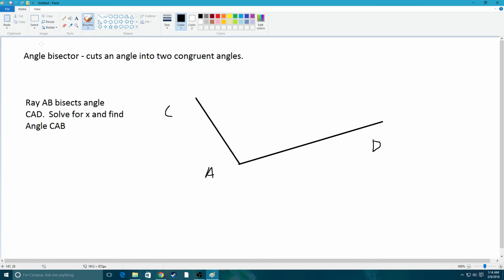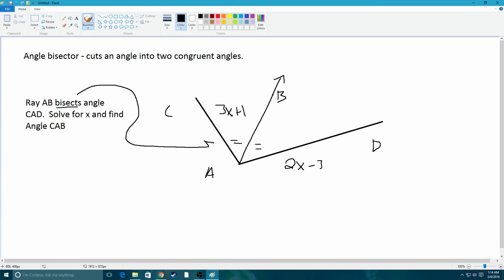Okay. And they said AB bisects the angle. So AB, which is coming out this way, is cutting these into two equal parts. So if they say that this is 3x plus 1, and this one over here is 2x minus 3, you say, oh, I see the word bisect. That means that I have equal angles. So I go 3x plus 1 equals 2x minus 3.